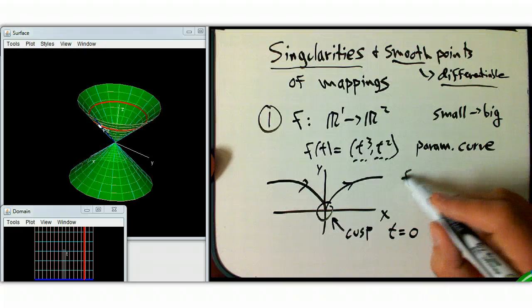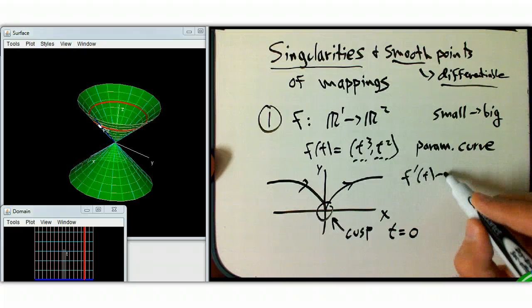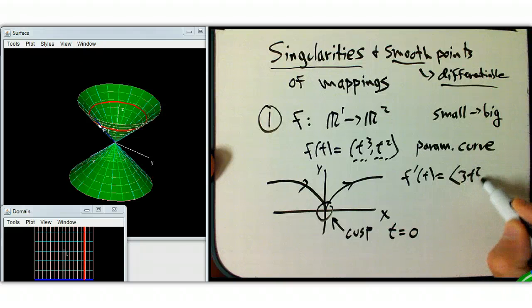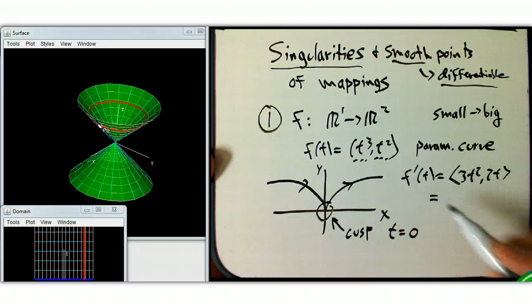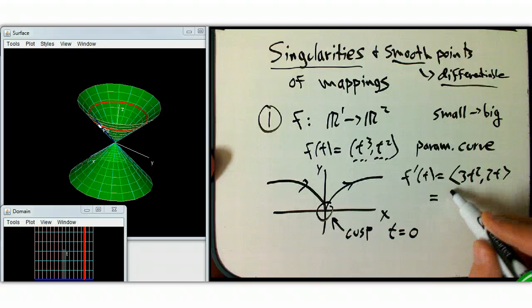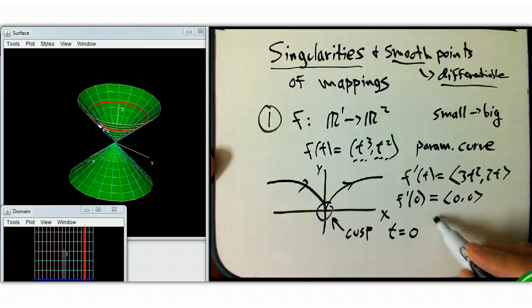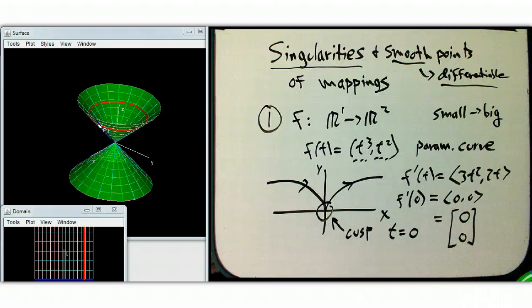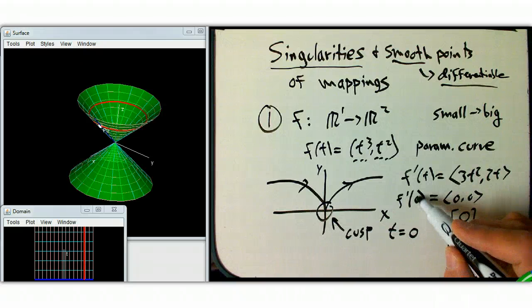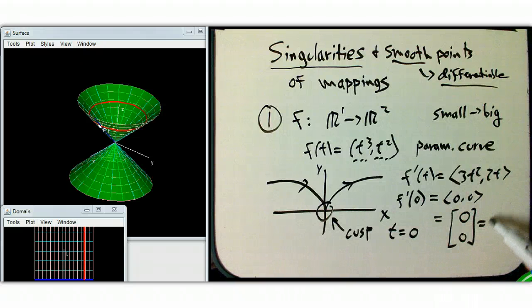And you can get it by looking at the derivative, the velocity vector, 3t squared, 2t, and that becomes 0, 0 when t equals 0. Now I'm going to actually write that as a column vector, because if you have a little more advanced presentation, then this is really the matrix of derivatives. It's often called df. Sometimes it's just called f prime as well. It's the matrix of derivatives, and it actually should be a column vector.